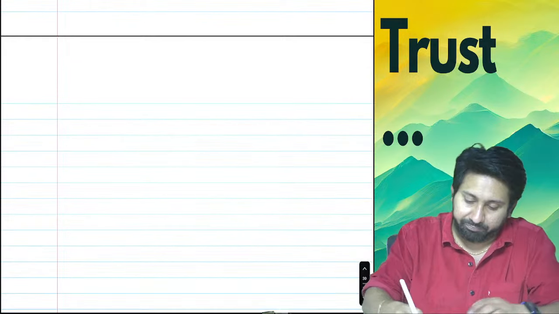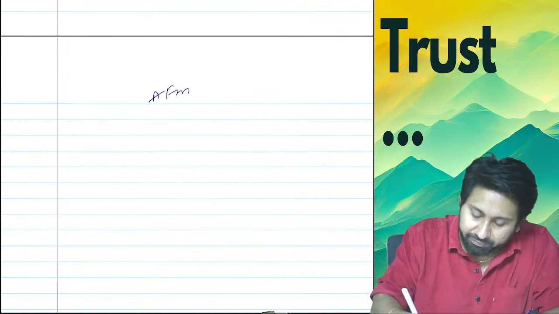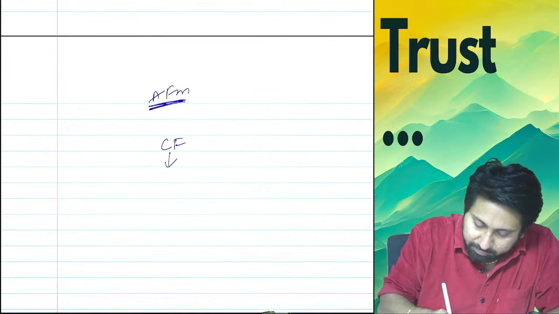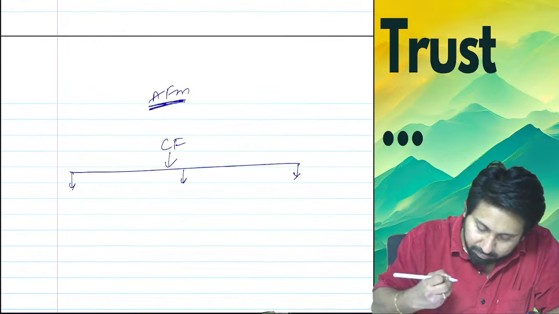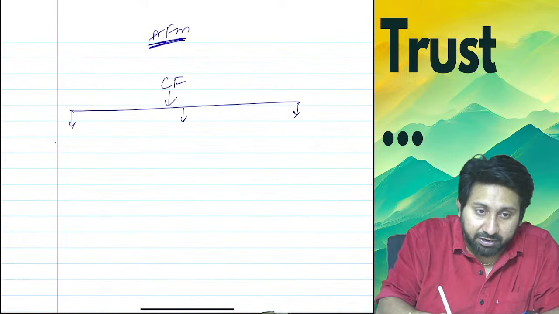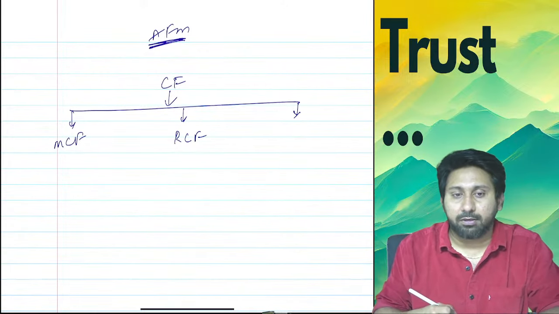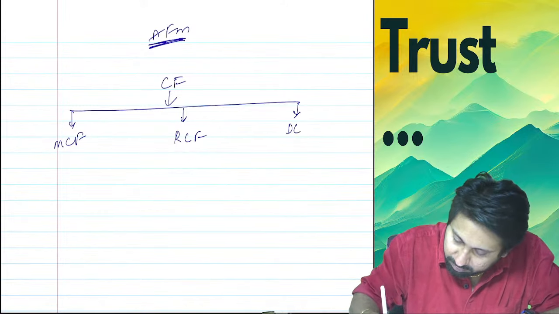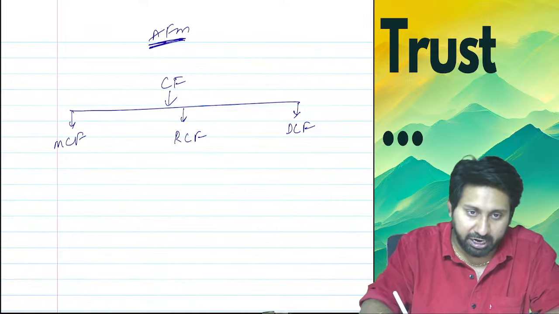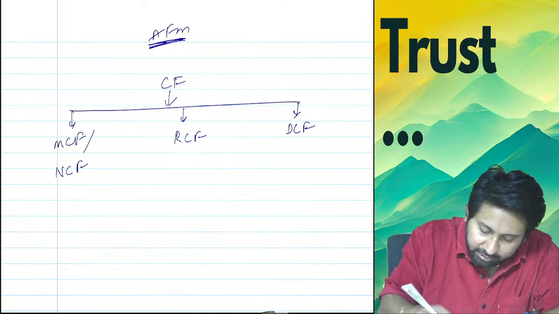First listen. In FM, AFM, any financial management theory, there are three types of cash flows. First one, money cash flow, real cash flow, discounted cash flow. Money cash flow is also called nominal cash flow.